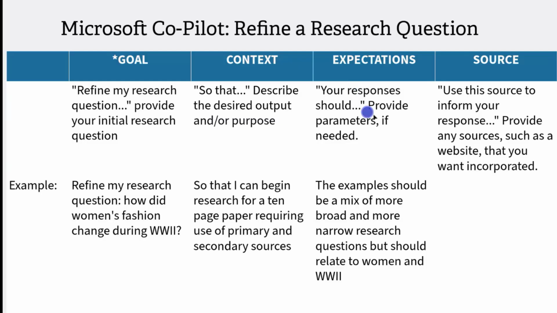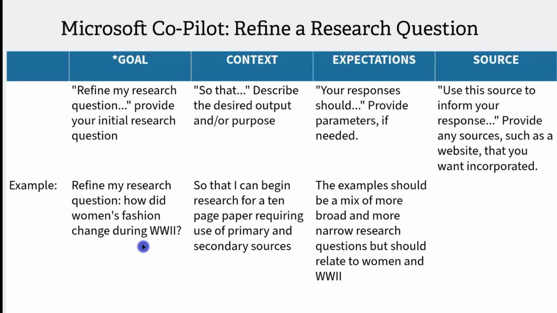You can also add expectations. So what parameters are you giving that model that you want, let's say you want their response to be in bullet points. For instance, you want their response to give you 12 different examples. You can give it parameters. And then optionally, you can give it a source that you want it to reference. So maybe you have an assignment or something else that you've written. You can tell Copilot, use this source to inform your response.